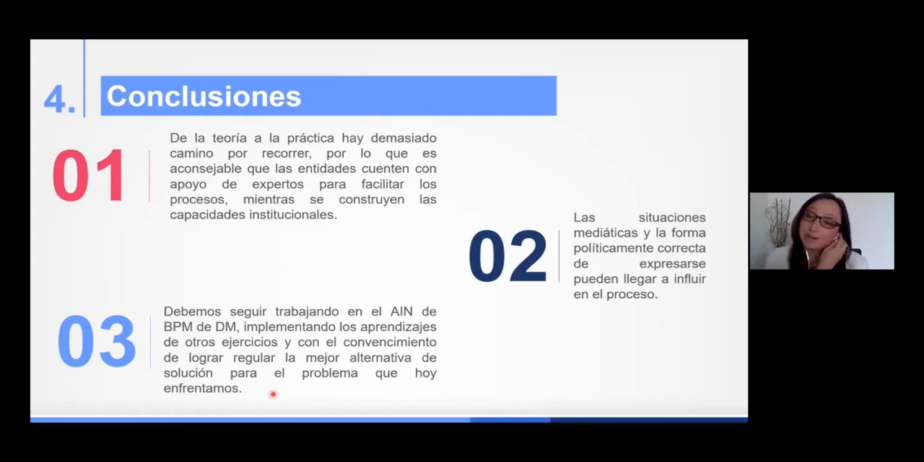And the third one is that we have to keep working with the RIAs for the GMPs for medical devices, implementing the learnings of other exercises, and knowing that having a best regulatory alternative for the problem that we have today is what we expect. And I believe we have done so because we understand that what I have as resolution is not going to be what I technically consider what is best for the country, but the best alternative of solution a problem may have. This topic particularly has a lot of alternatives, a lot of possible solutions.